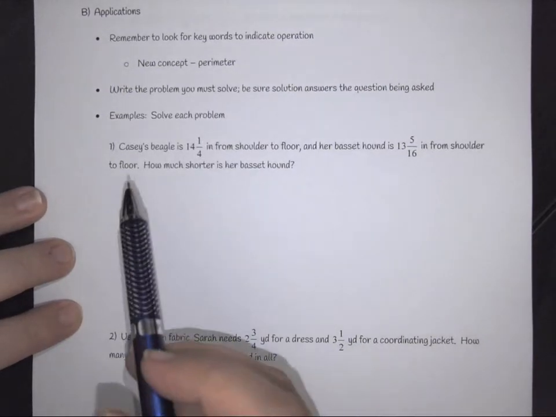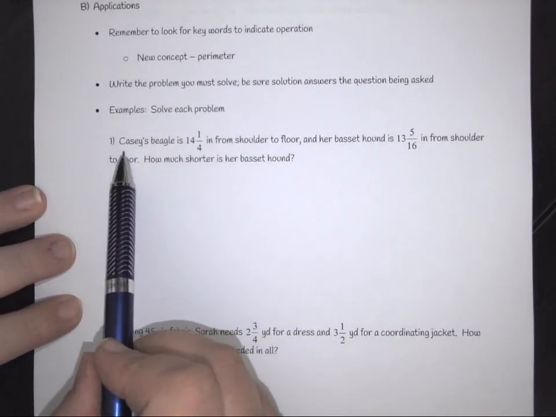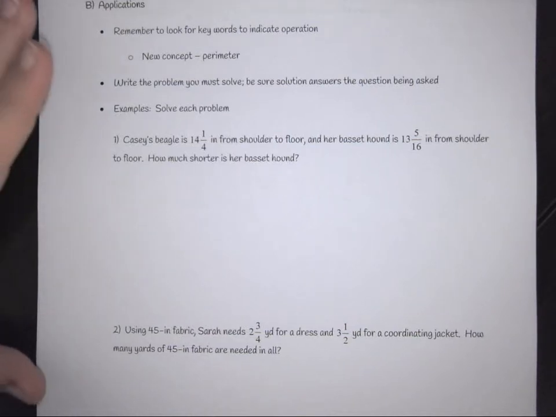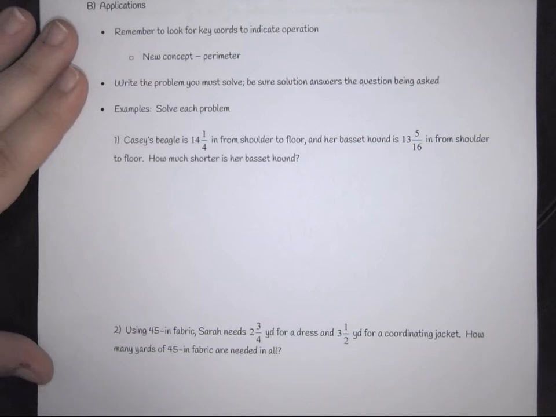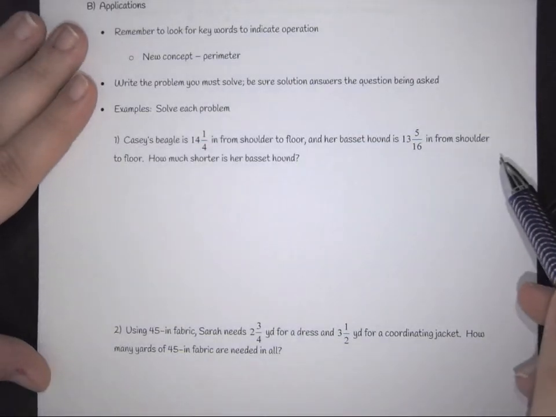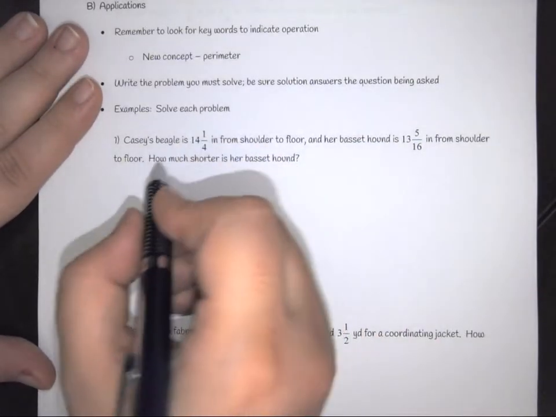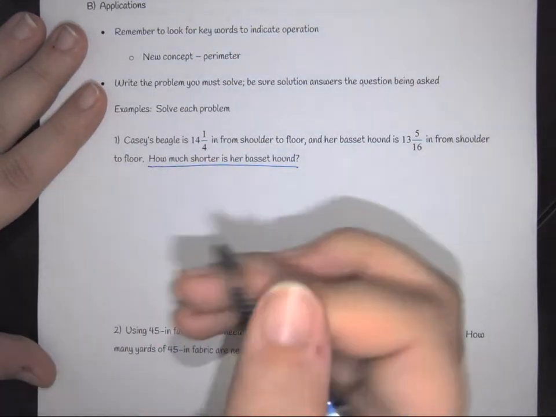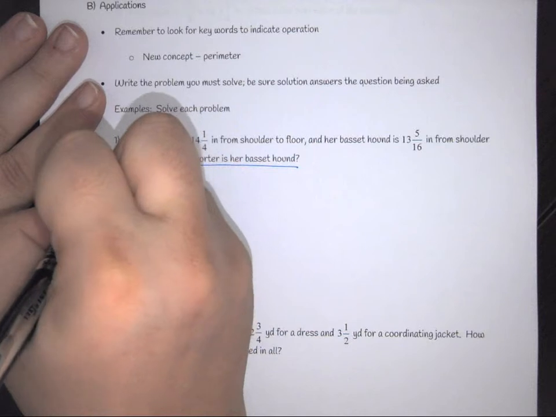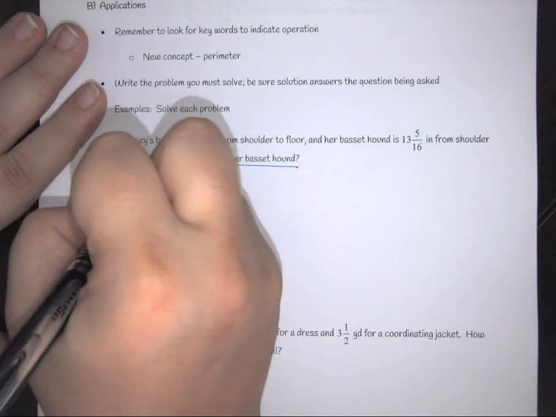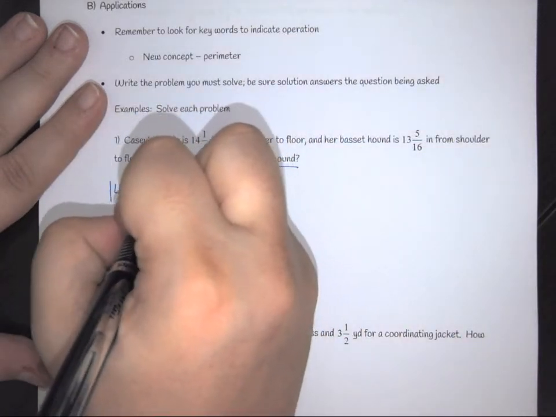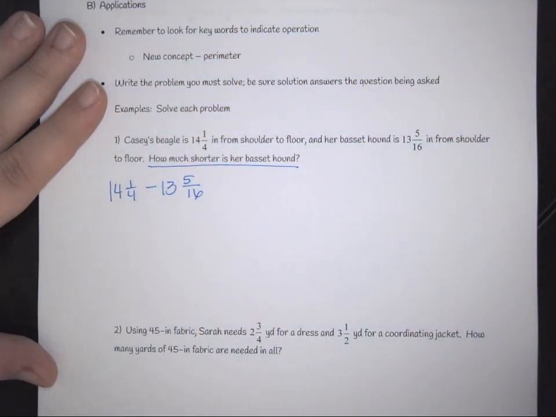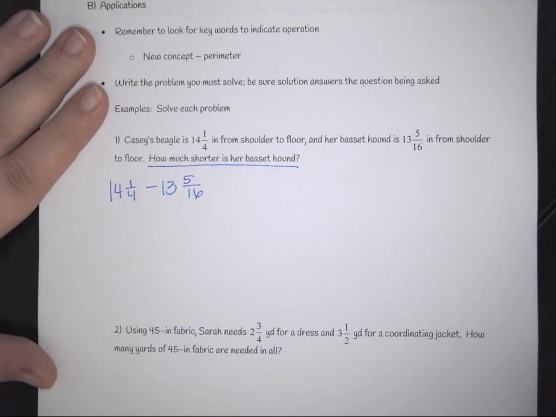So in this one, again, we have that Casey's beagle is 14¼ inches from shoulder to floor. Her basset hound is 13 5/16 inches from shoulder to floor. So the question says, how much shorter is her basset hound? So in this problem, what we're setting up is that we have 14¼ minus 13 5/16.